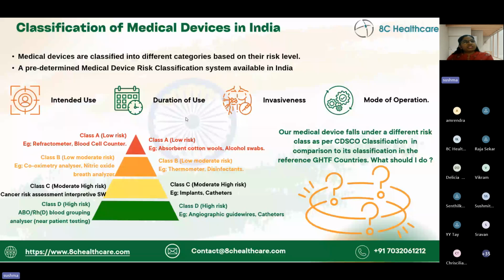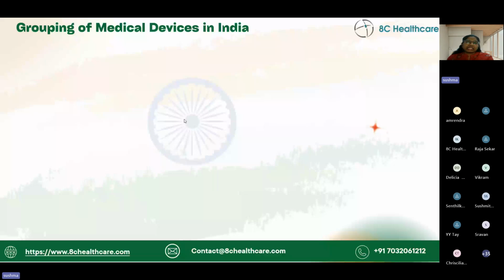So moving on to the grouping. Not only classification of a medical device, but grouping of medical devices is also important in order to decide on the number of applications that you put to the CDSCO. Depending on the group types that we're going to discuss now, you can reduce or increase the number of applications depending on the rules provided for grouping.